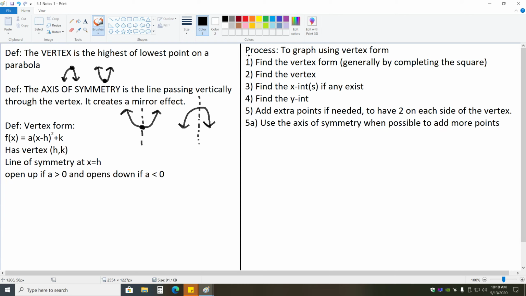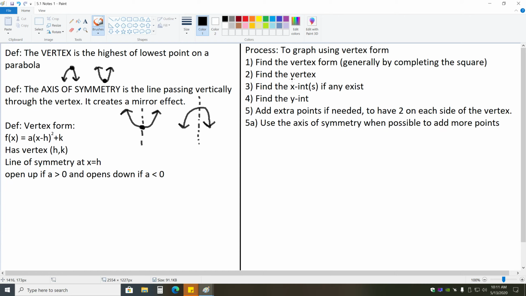So, given any quadratic function, the first thing that you have to do to graph using vertex form is to find the vertex form, obviously, which we will generally do by completing the square. Sometimes it will be a more basic problem that you can simply factor, but in most cases you will have to complete the square. And once you do that, you can then pull the vertex data from that.